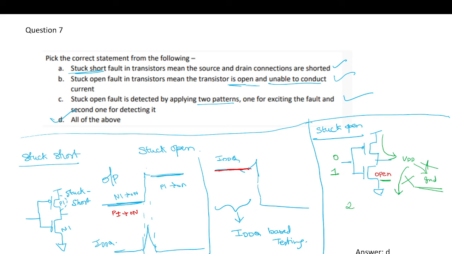So we need two vectors. The first vector is applied to excite this fault, and the next one is used to detect the fault. This is just an example with an inverter, so that now this VDD doesn't have a path to discharge to ground.